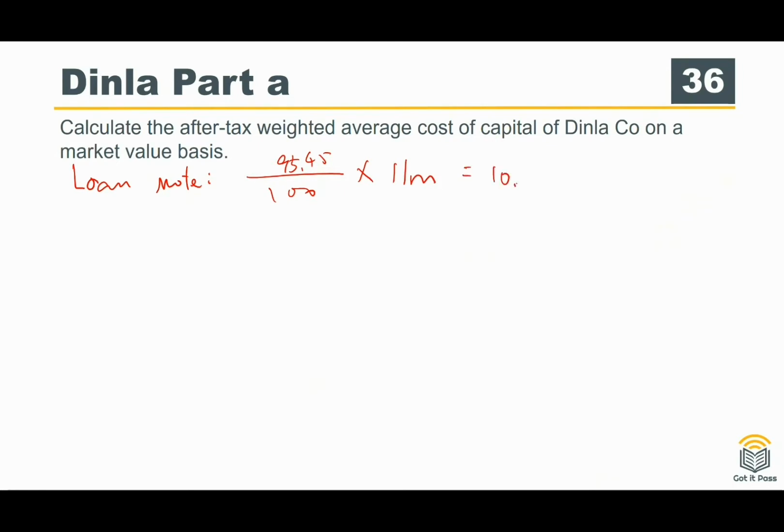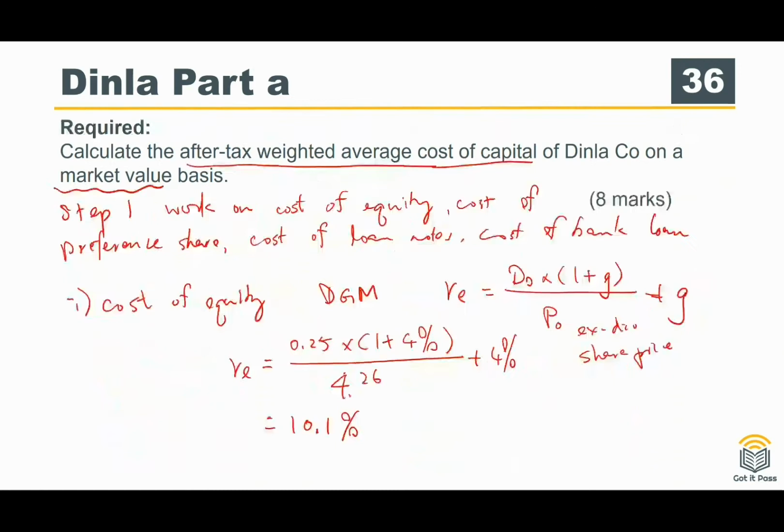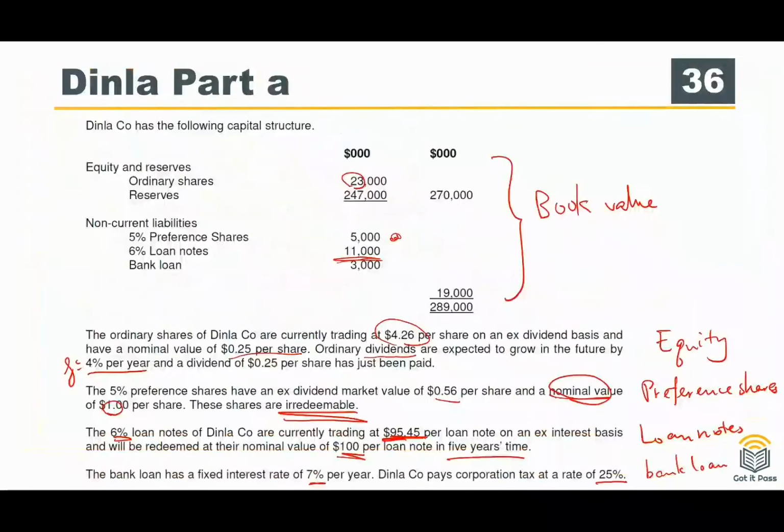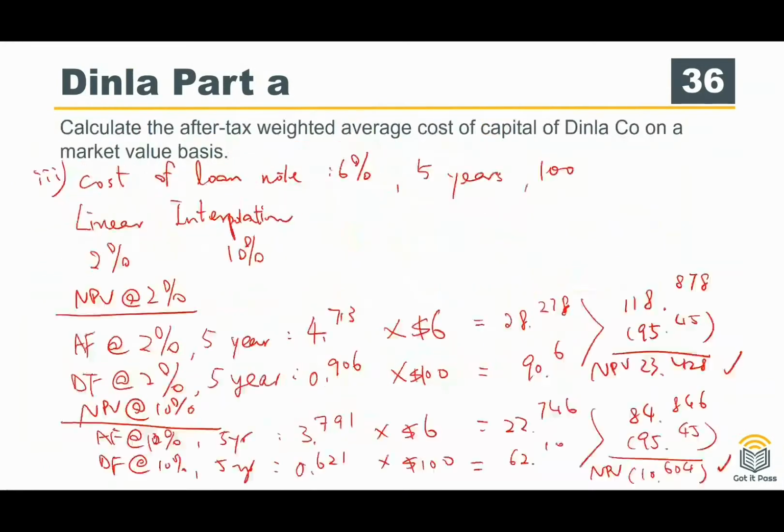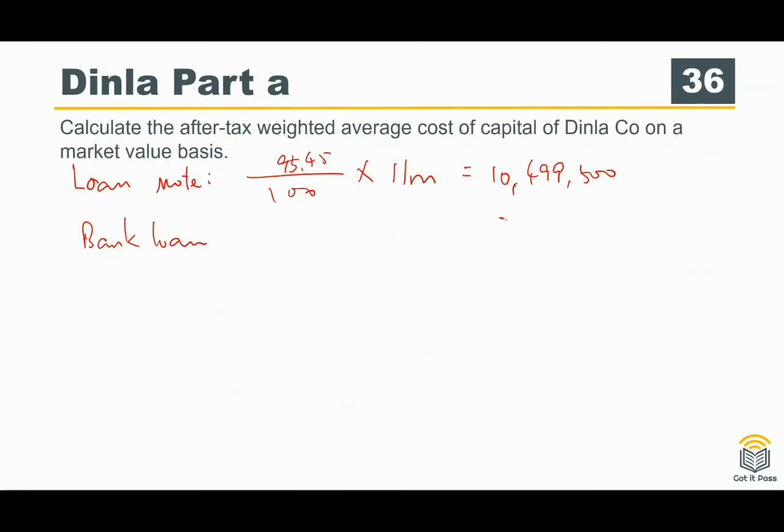It is $10,499,500. Okay, it's the loan note market value. And last but not the least, the bank loan. Bank loan is easy because bank loan is just at the face value or the book value, which is 3 million here. $3 million.